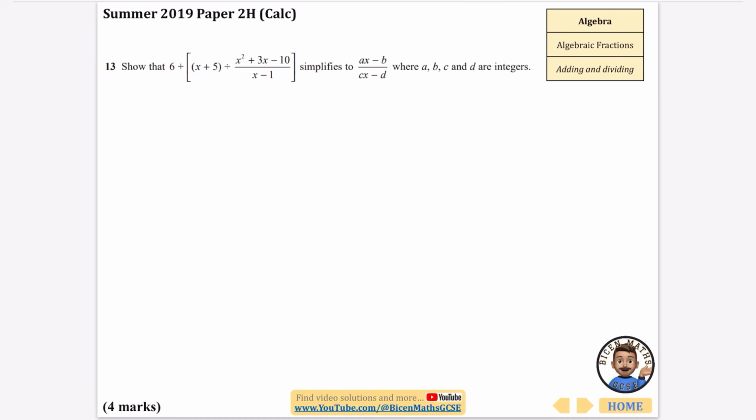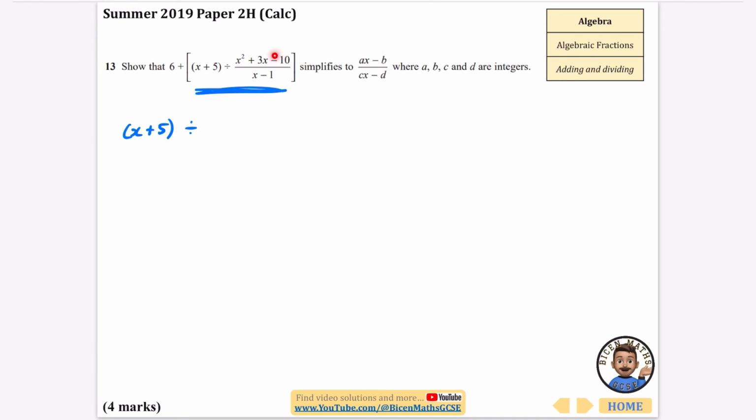So it says, show that 6 plus this thing simplifies to this. Okay, well, let's just look at this part that we've got. So we're going to do our x plus 5. We're going to say that it's a division. That's fine. We'll leave it as a division for now, but I'm going to factorize this part that we've got here. Now, I don't think it's going to simplify with this, but I think it's going to simplify with this in a bit. But let's say you didn't know that.